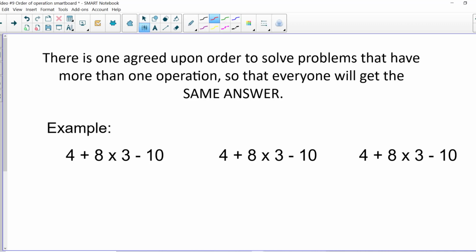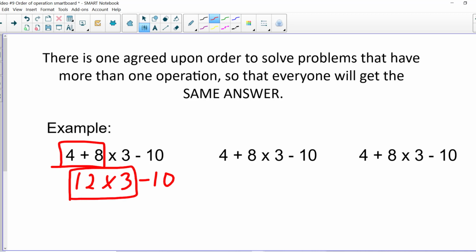For example, if we take the first one and I say, oh, you know what, I'm just going to start from the beginning and work to the end. So that means I will start with 4 plus 8, right? And I will get 12. Notice how I'm writing the steps because you're going to be doing this too. And then I'm just going to bring down the rest of the problem. And then I'll do the next operation, which would be 12 times 3, which is 36. And then I bring down the minus 10. And 36 minus 10 gives you 26. So by doing it in this order, I got 26.